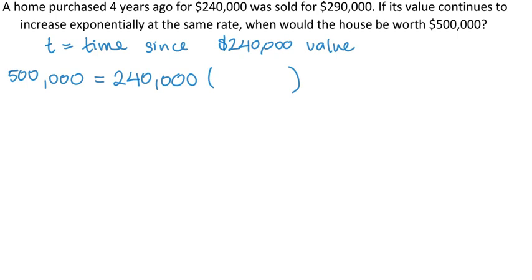So I need to know what the percent increase was from 240 to 290,000. And again, there's multiple ways to do this. We could say, okay, I started at 240 and I increased to 290. So if I take 290,000 divided by 240,000, I can knock off some zeros. And I get about 1.208 and then 3333 forever. So that would be telling me that the property value increased by 20.83% in 4 years.